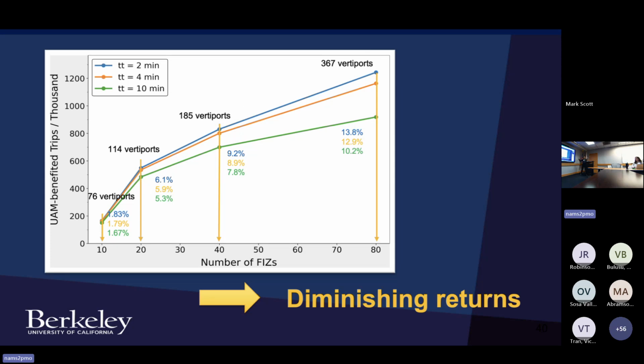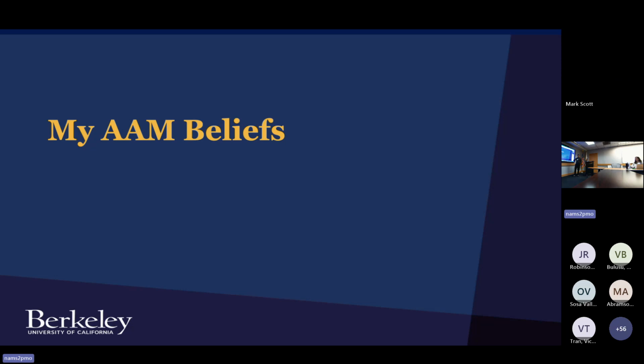And this shows that as you get a larger number of vertiports, there are diminishing returns. And you're moving large numbers of people, and I'll comment on that later. Next. So do I have time for my generalizations? So that's 50. Next.